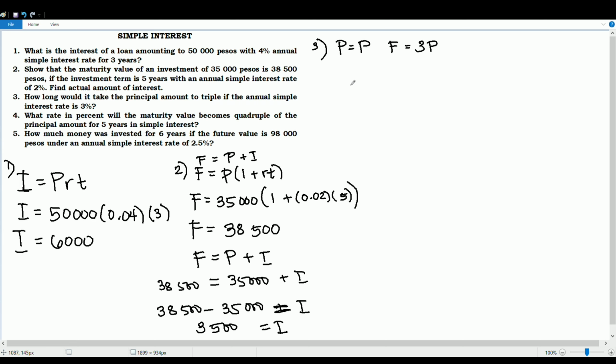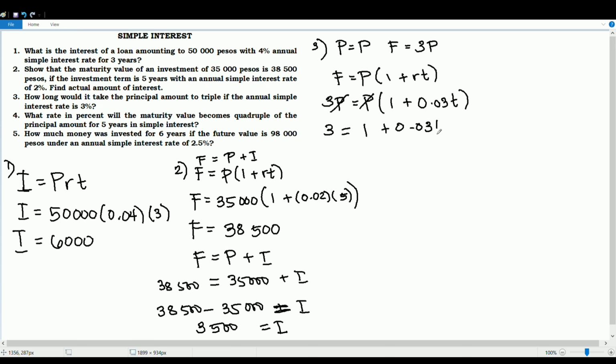So we will be using the formula of future value, the second formula, that is F is equal to P times 1 plus RT. Well, in this case, the future value is equal to 3 times the principal, and the principal will be the same as the principal amount. And then 1 plus our rate, 0.03, to be multiplied by t. T is what we are looking for. Okay, so we have to isolate t later on. And then, in this equation, we have to cancel out P, which is common to both sides of the equation. So the remaining equation will become 3 equals 1 plus 0.03t.